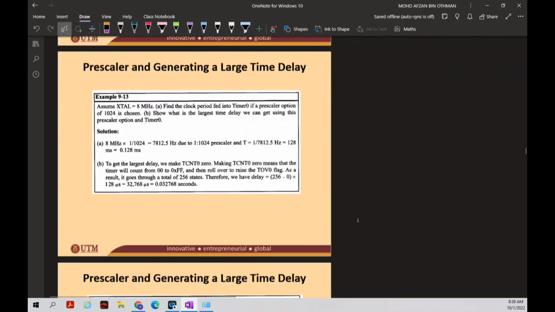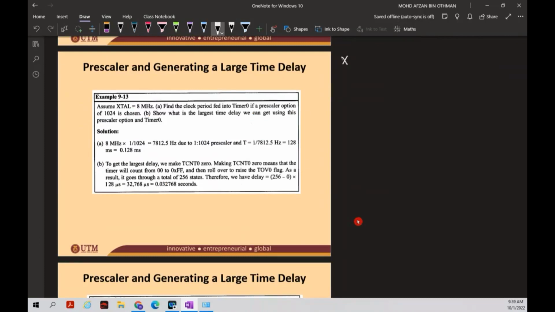Okay, another example. We have a lot of examples here. Assume that the external frequency is 8 megahertz. A, find the clock period fed into the timer 0 if a prescale option of 1024 is chosen. B, show what is the largest time delay we can get using this prescaler option and timer 0.